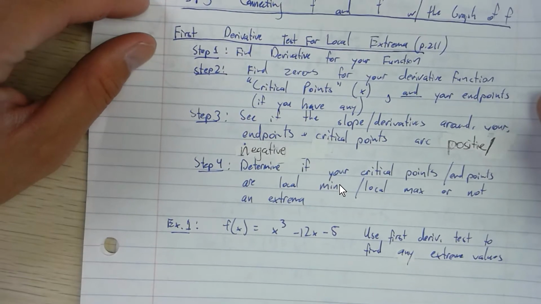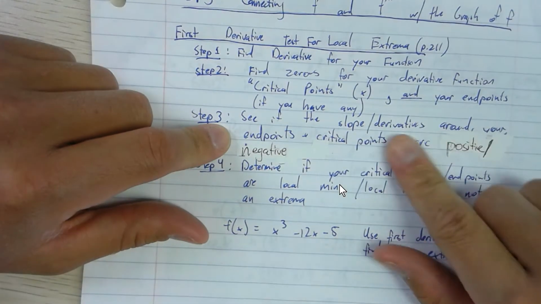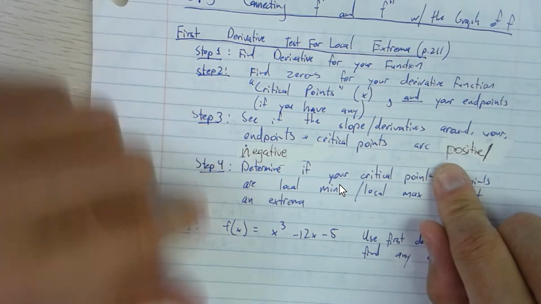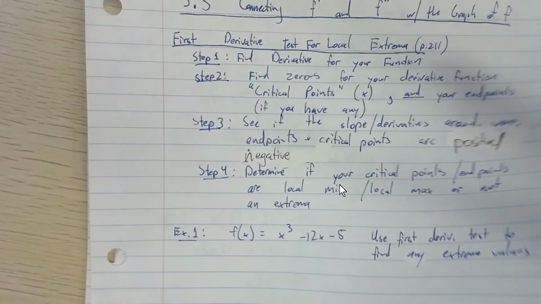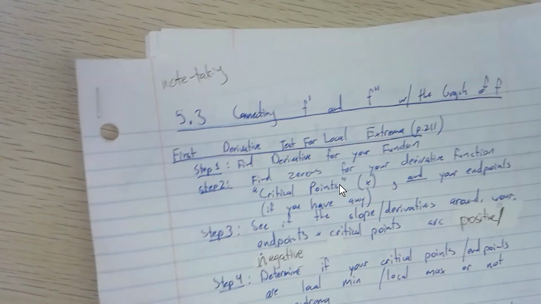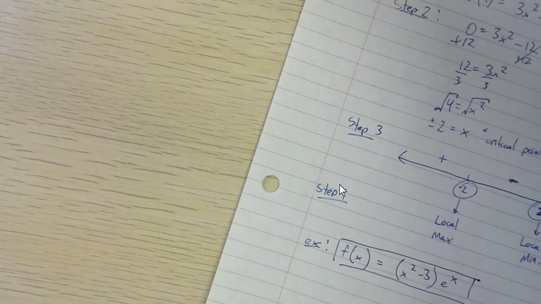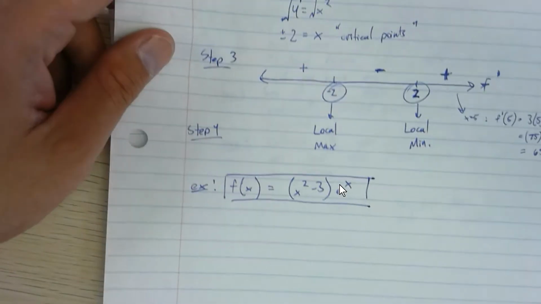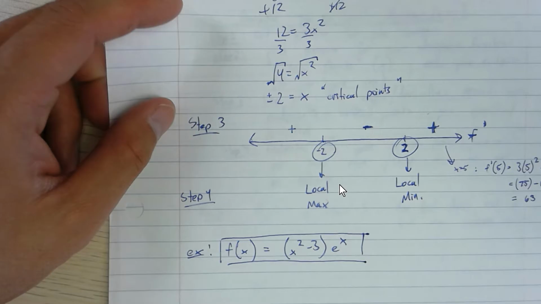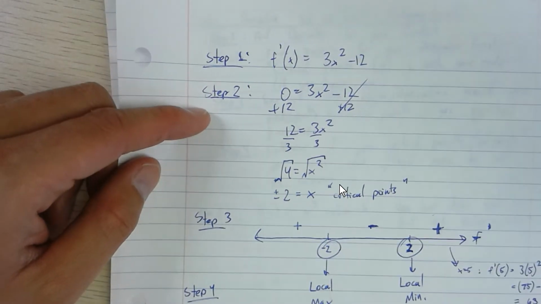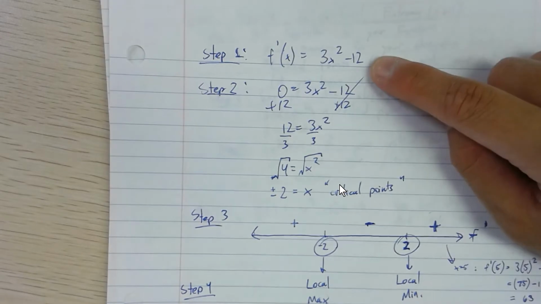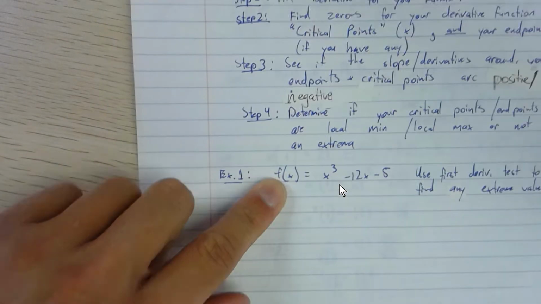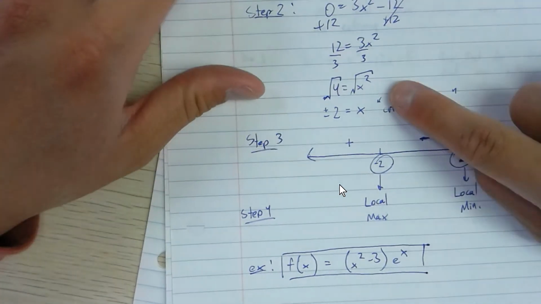Let's go back to the first derivative test. It says see if the slopes and derivatives around your endpoints are positive and negative. So if you remember here, this is the example for the first derivative test that we did. We found the first derivative for this problem right here, and then we set it equal to 0. We found the roots, -2 and 2.